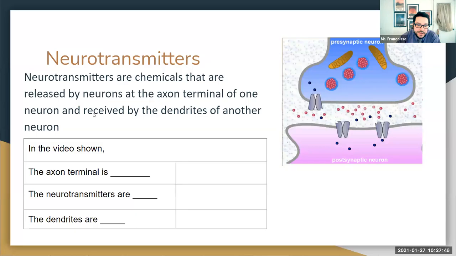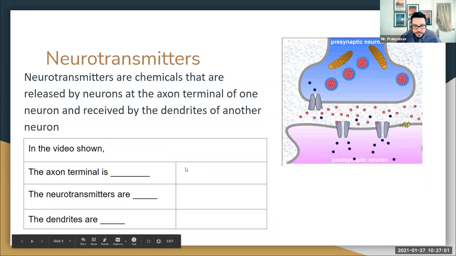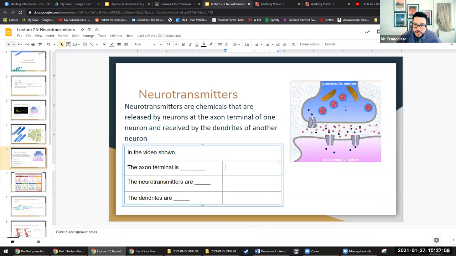For this, our goal is in this blank area, I want you to type in what part of this diagram. Is it this big light blue cell? Is it the tiny red circles, the dark blue circles, the light pink cell underneath? What in this diagram represents the axon terminal, our neurotransmitters, and our dendrites? I want you guys to take a few minutes on this, and we'll check in and see how we do. Let's go and take a look at this. Our axon terminal is going to be our light blue region.